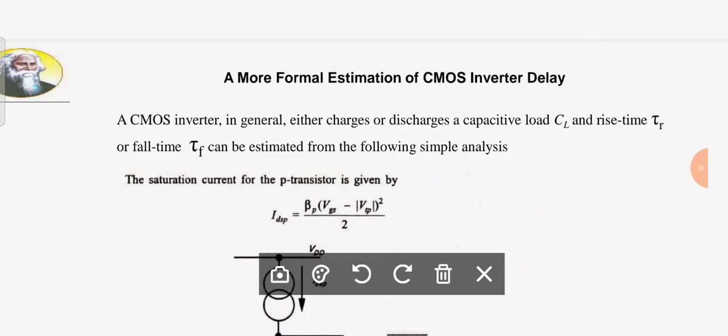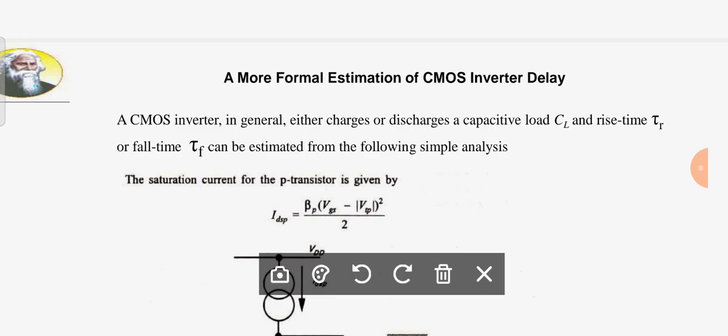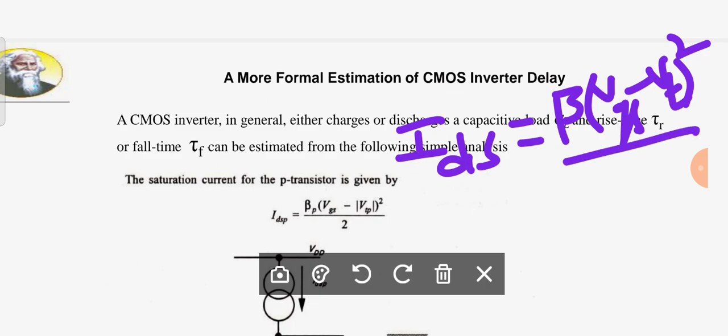Now first of all, we are going to assume that we are having a CMOS inverter. The load capacitor is going to be charged or discharged depending upon the input given. In charging instance we have to determine the rise time, and in discharging instance we have to determine the fall time. Now we are going to analyze this estimation of CMOS inverter delay in saturation region. We know that in the saturation region, the drain to source current is equal to beta into (VGS minus VT) whole square divided by 2.